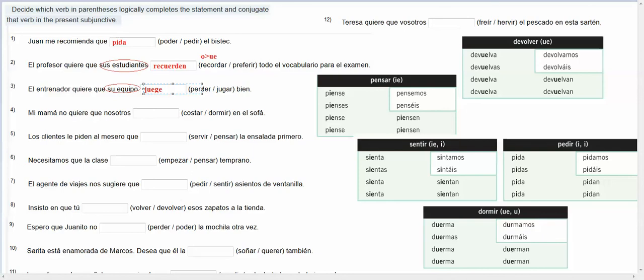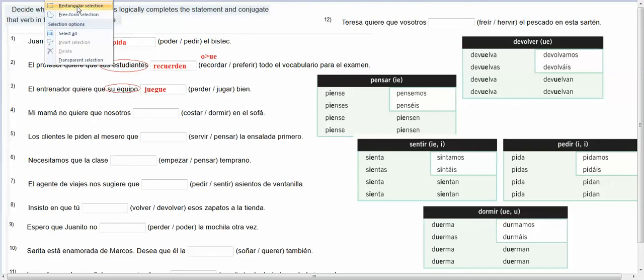But jugar has that hard G sound. Well, if I just add an E there, I get an H sound. I still want my G sound, so jugué has to get another U to keep your G sound. Juegue, okay? I don't know if you can see that J very well. Let me rewrite it just so you can see it a little better.